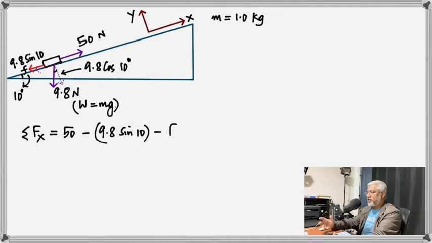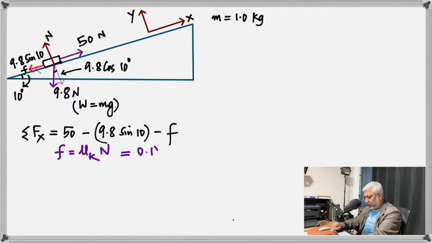But how do you find friction? Remember that the formula for friction is the product of the coefficient of friction multiplied by the normal force. So mu sub k is the coefficient of friction. Let's assume that to be 0.1. All these quantities will be given in the problem. I'm just making it up as we go.